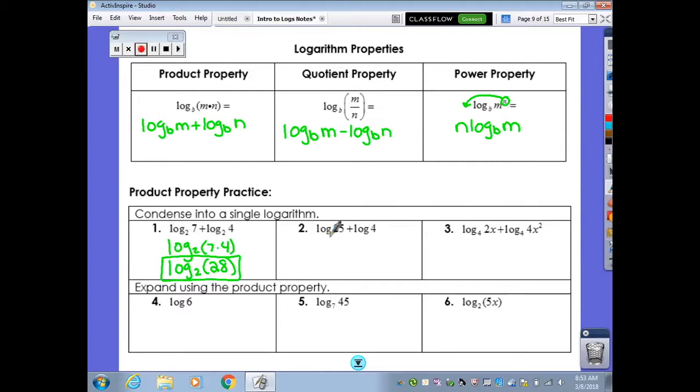Next one would be log base 25 times 4, which would be log of 100. Remember, when there's no base, we're assuming that it's base 10. You don't need to write that because it's assumed. Try the next one on your own.